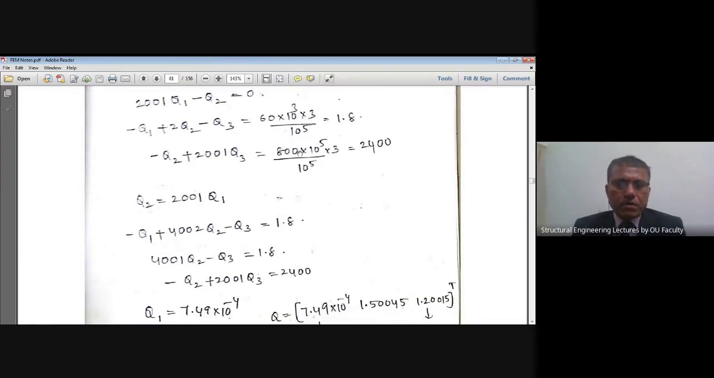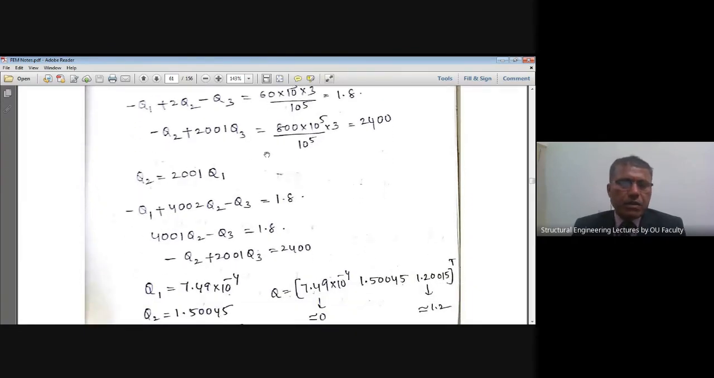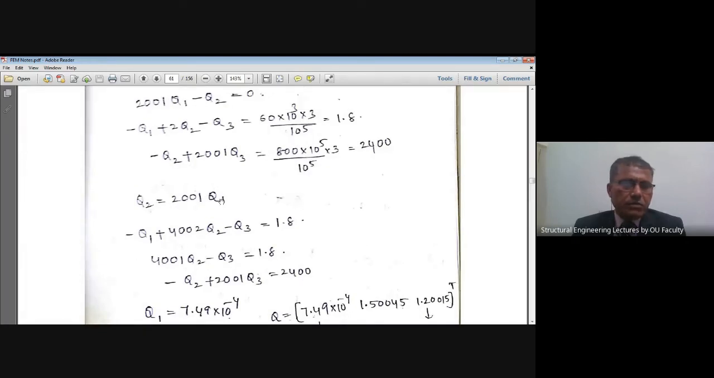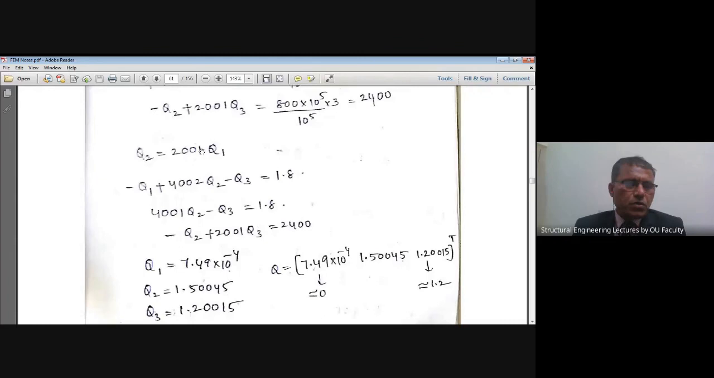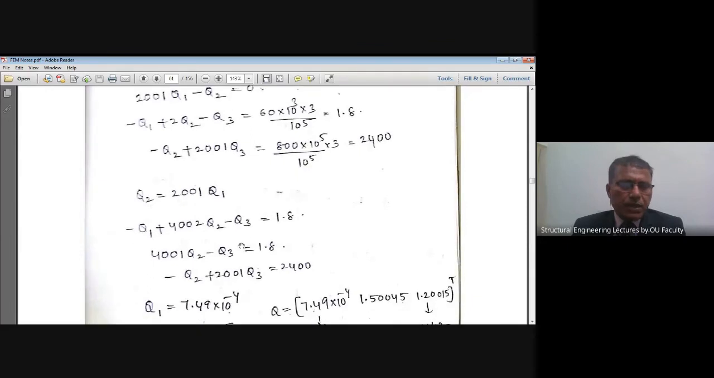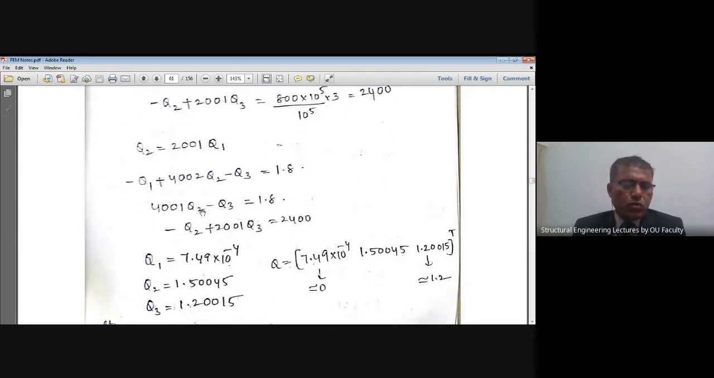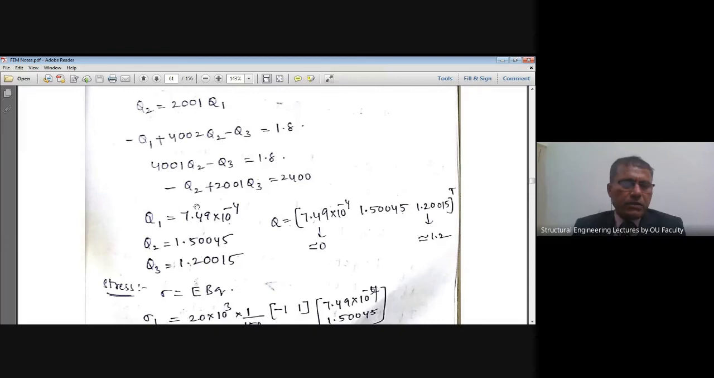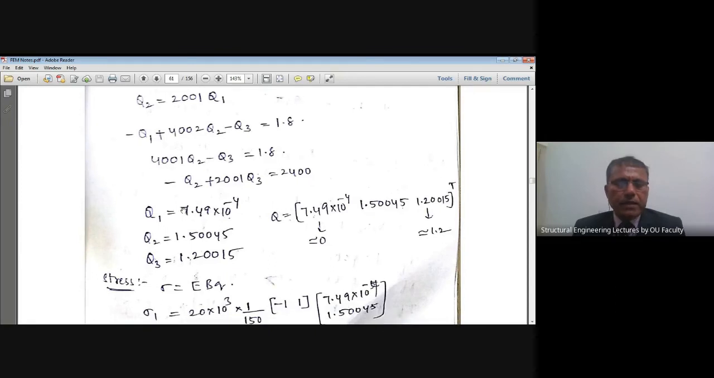I hope you can solve these. From the first equation, you can get the relation between Q2 and Q1, that is, Q2 is equal to how many times Q1. Back substituting that in either of the other two equations, I'll get the relation between Q2 and Q3. Solving, I'll get Q1 is equal to 7.49 × 10 to the power minus 4 mm. Back substituting that, I'll get Q2 is equal to 1.50045 mm, and back substituting again, Q3 is equal to 1.20015 mm.